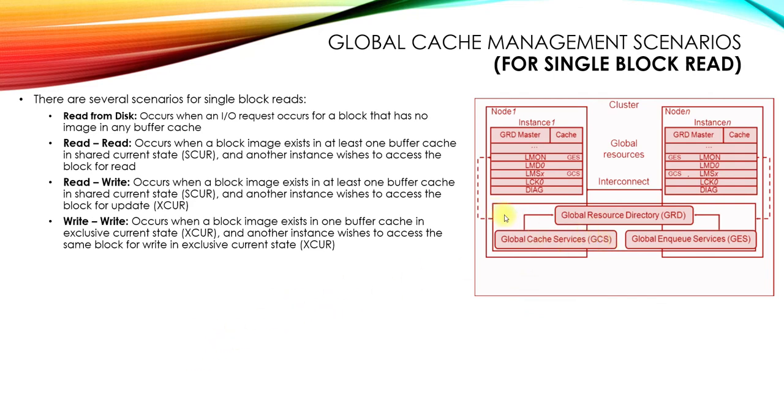Write write is also a similar thing, where the block is copied from one node to another node and the block is being modified here, and another requester comes in and wants to modify either the same row or another row in the same block. Then the block is copied from here to the other node. But this will be blocking, because the same block is being modified by other nodes. Until this particular user has committed the record, the other user cannot modify it.